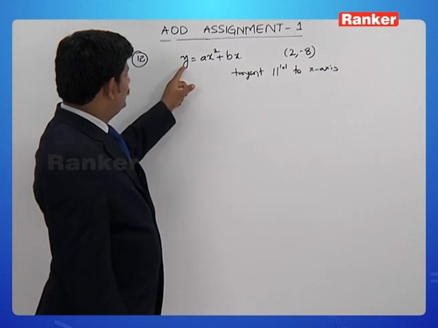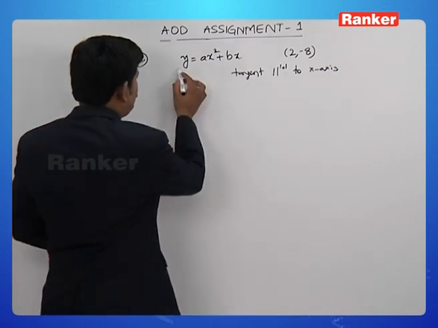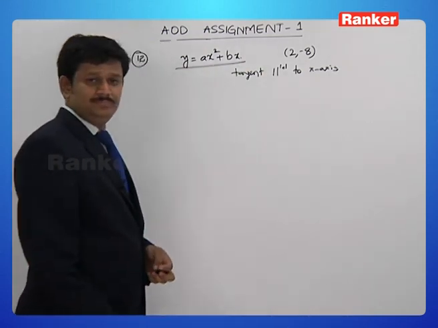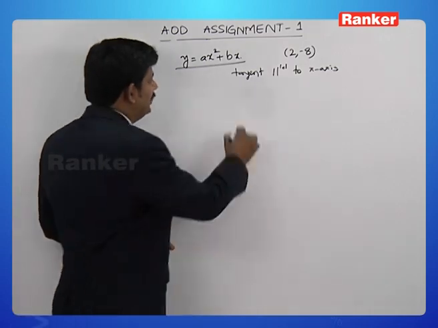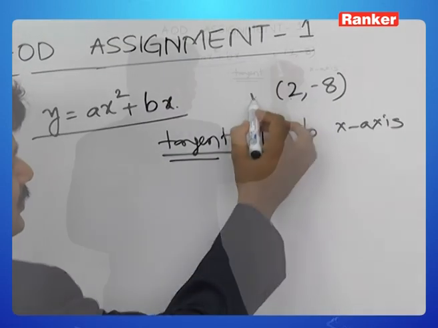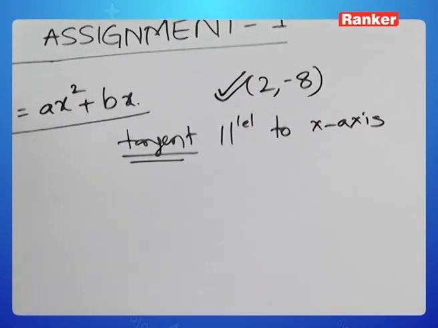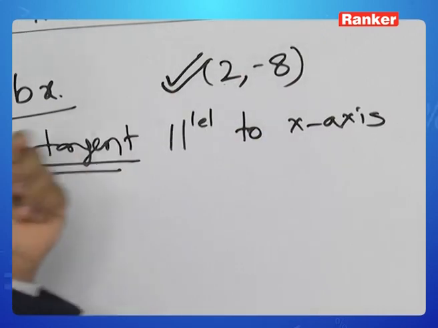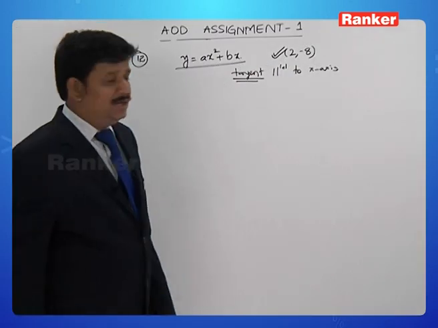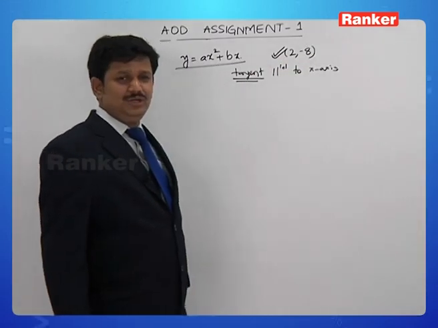We are given the curve y is equal to ax square plus bx, and it is also given that the tangent at the point (2, minus 8) is parallel to the x axis. That is, the slope of the tangent at this point is 0.